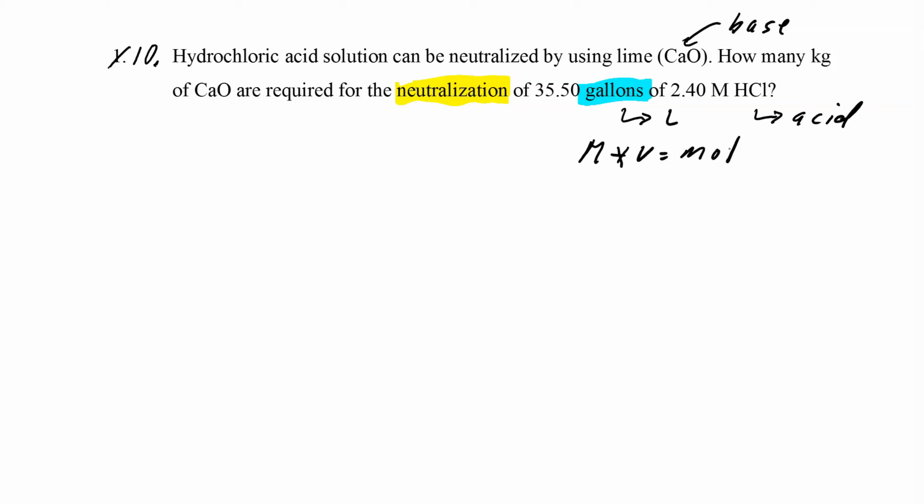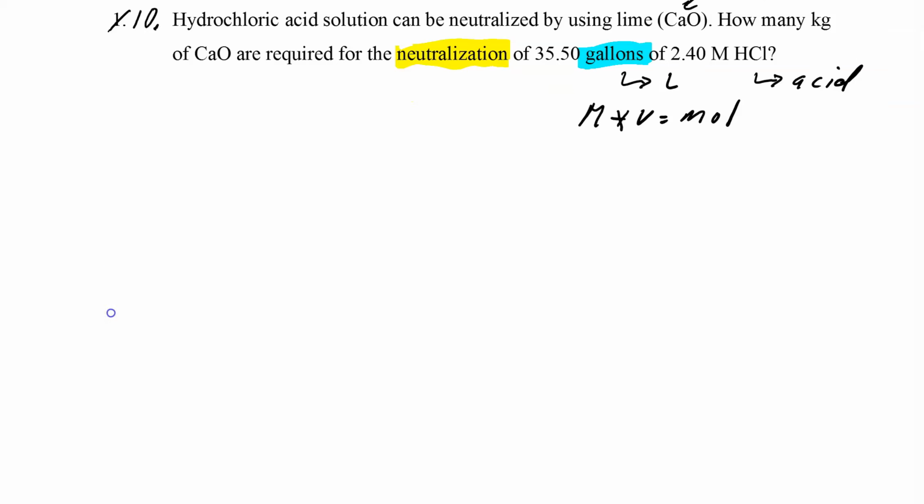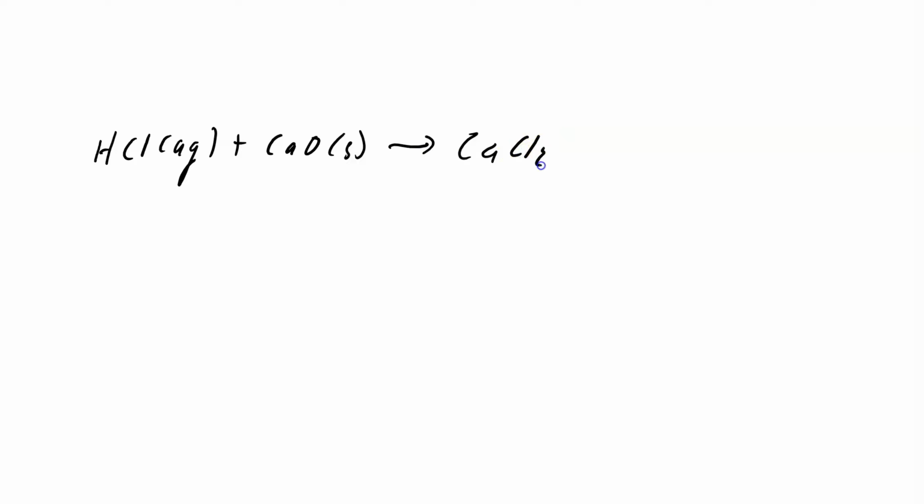So let's start by writing the balanced chemical equation, and I'm going to scroll down and give ourselves a little room here. Our reactants are hydrochloric acid, HCl, aqueous, reacting with calcium oxide, which is a solid. And our products are going to be calcium chloride, CaCl2. We have an ordinary metathesis reaction, and our other product is water, H2O, liquid. Balancing the equation, I need a 2 in front of the HCl, and we're good to go.